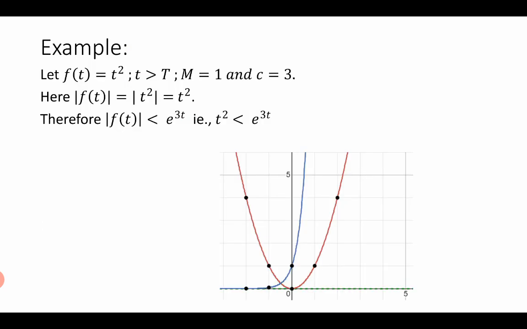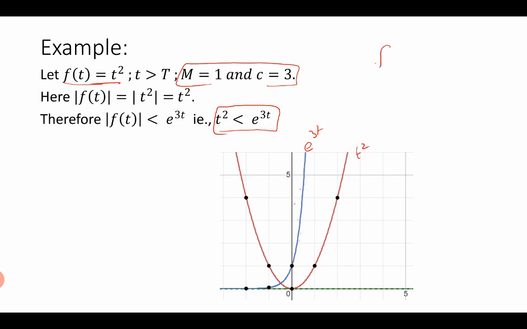See, f of t is equal to t square. We have taken the function f of t as t square. Here we can consider t is 0. T is 0 is the benchmark. Then for any t greater than 0, this is the function, e raised to 3t, and this is t square. Now from the graph, you can find that t square is less than e raised to 3t, where c and M have been designed.